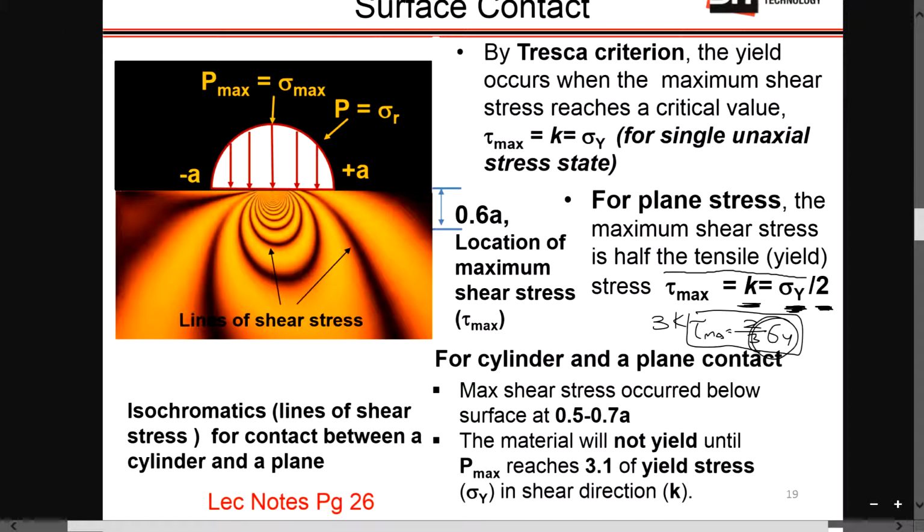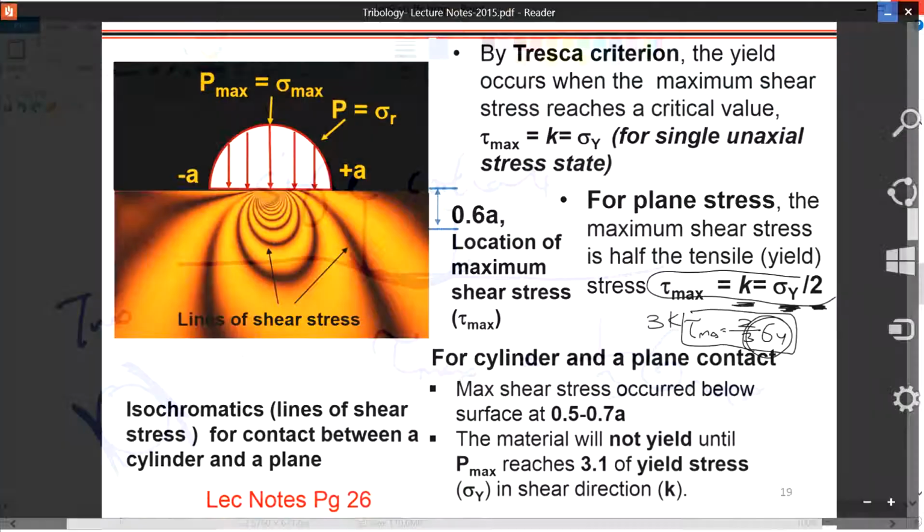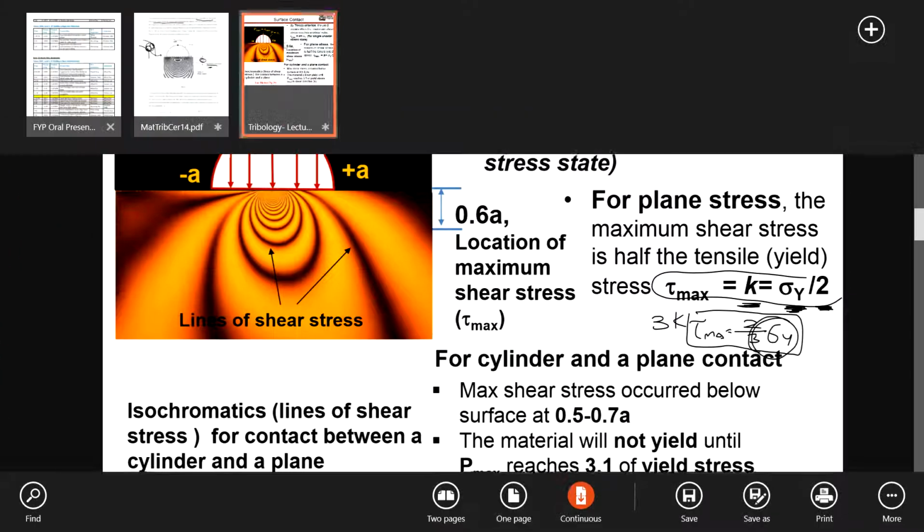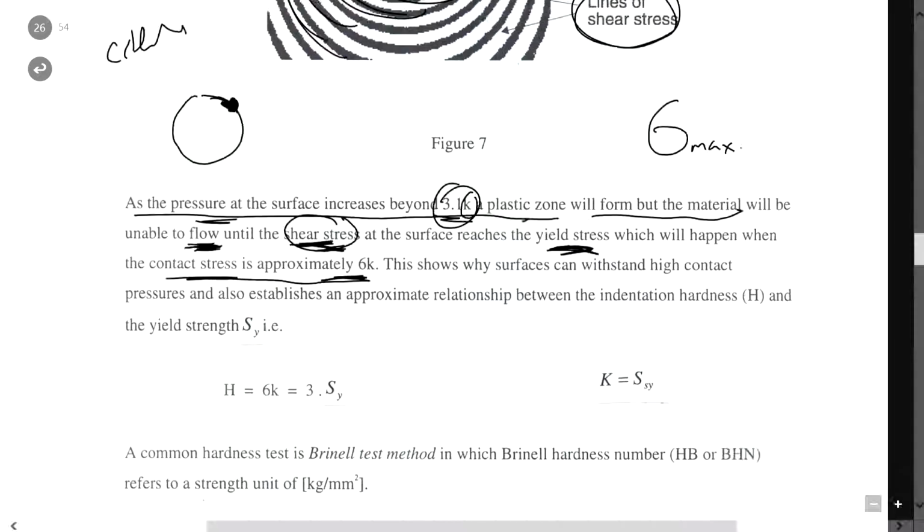Alright, with this equation, as it says, the 3K the contact surface. So there will be a beyond 3K stuff. If K is equal to yield stress divided by 2, then as the pressure of the surface increases beyond this 3K, a plastic zone will form.